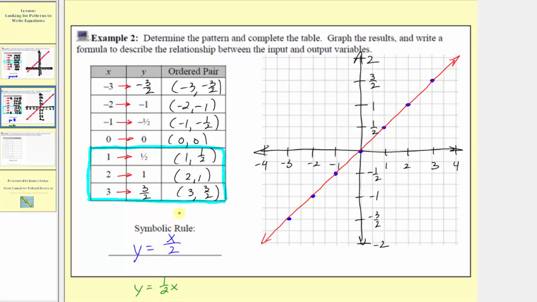And because the inputs can be any real number along the horizontal axis, we now have a continuous graph, rather than when we had just a set of points, which would be a discrete graph.